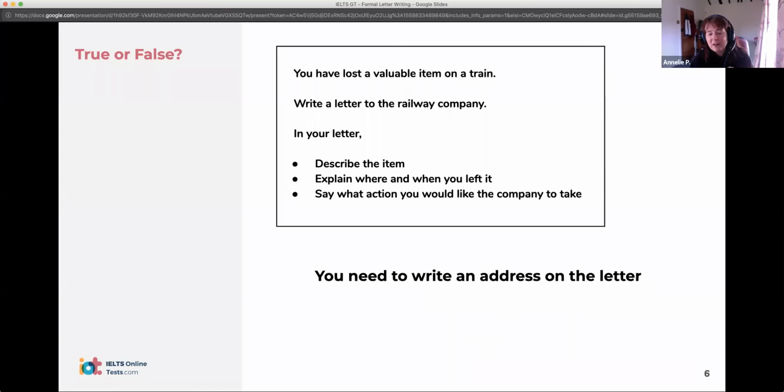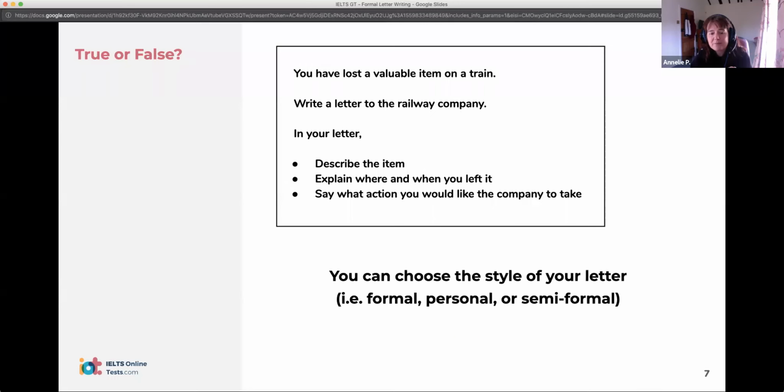You should put an address at the top of the letter. Never. Very emphatic, yes, absolutely. You do not need to write any addresses, dates, or anything like that. You just start with dear. It's not necessary to write an address. It's a waste of time.